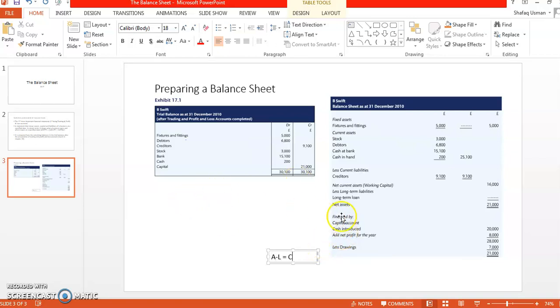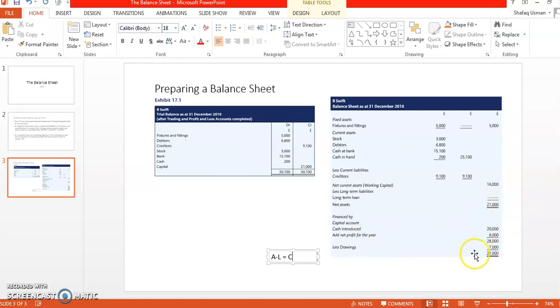This section, financed by, means we are going to be talking about our capital section. In the capital account, how much is the capital brought in by the owner? 21,000. So, here, okay, 20,000. Cash introduced is 20,000. Net profit for the year is 8,000.